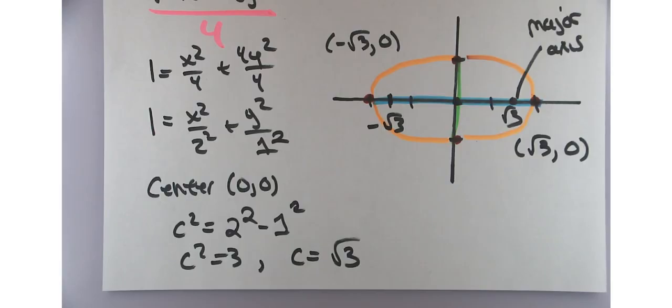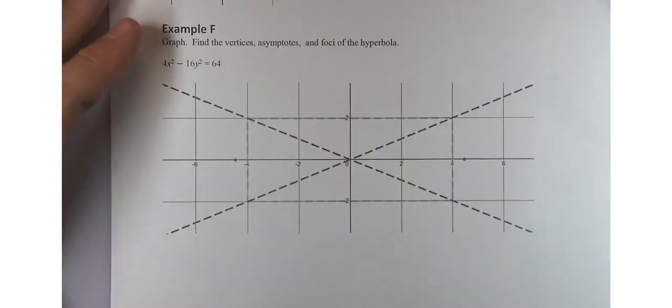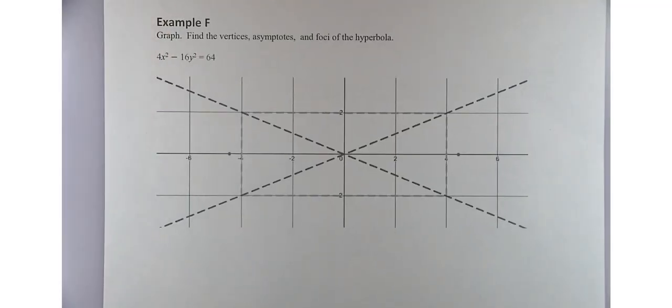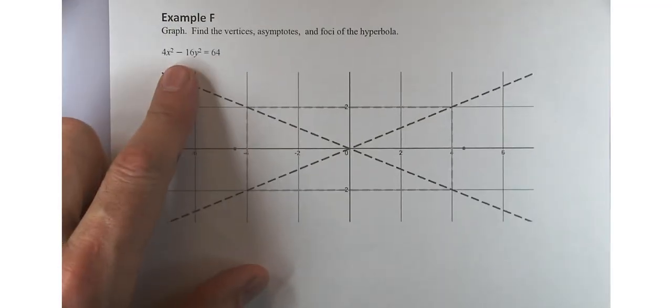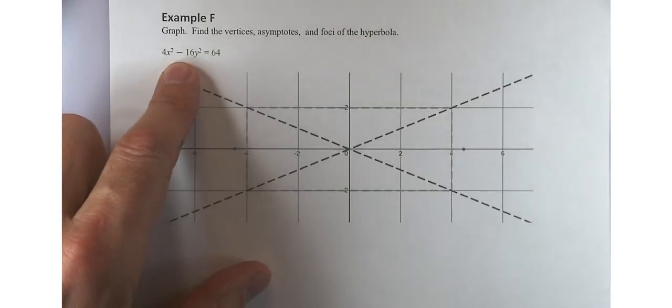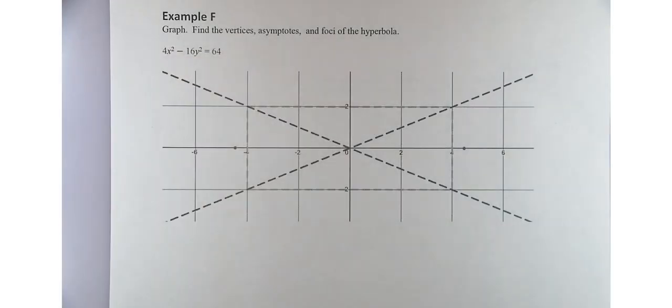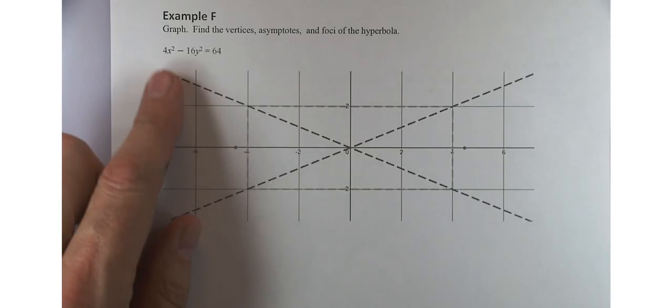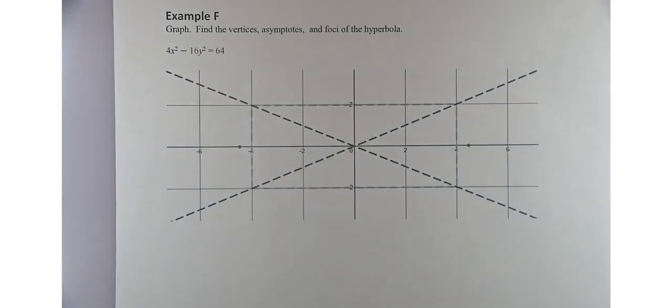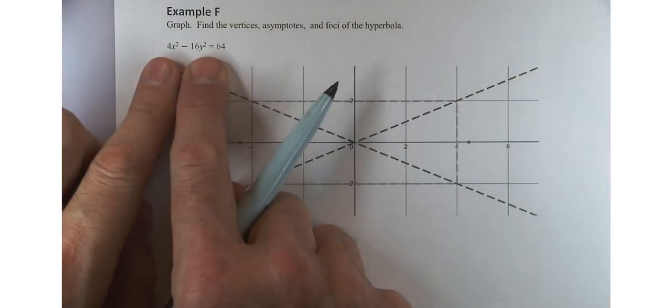Okay, let's do one last example here. I think we're only going to have time for that one more. It's going to be example F. How do I know that this is a hyperbola? I got two squared terms. Go ahead, Clyde. Square terms have opposite signs. Yeah, the squared terms have opposite signs.